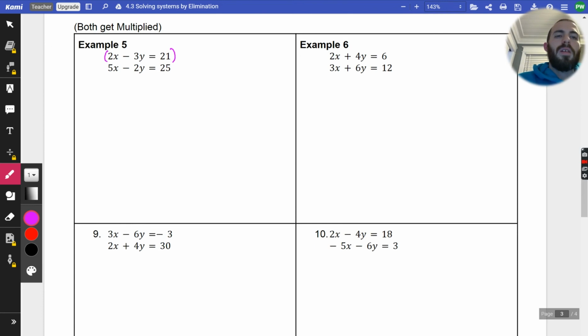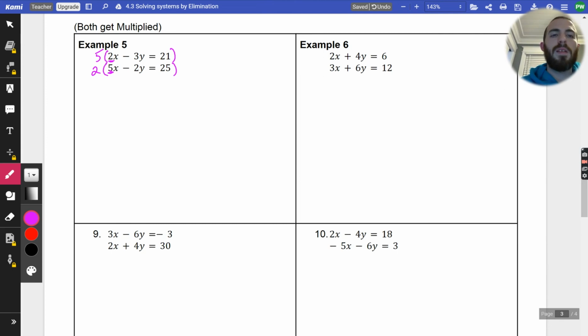So neither one of these has opposite signs, right? Both of the x's are positive, both of the y's are negative. So we're going to have to make one of them negative so that it cancels out. I want to make the x's cancel out. You could do x or y, it doesn't matter, you'll get the same answer. But for this, I'm going to make the x's go out. So I'm going to multiply the top by 5, and I'm going to multiply the bottom by 2. So I'm multiplying them by the opposite values of the x. That's going to make sure that they end up with the same numbers at the end.